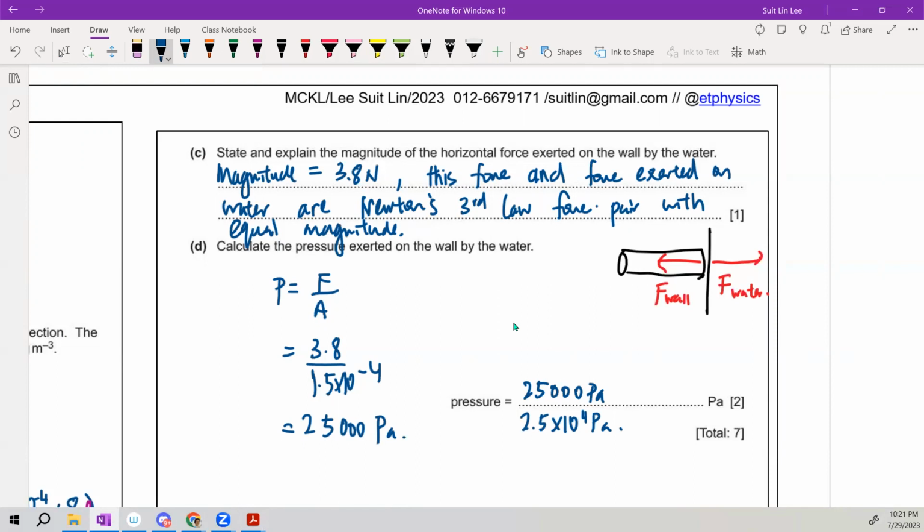Okay, so you cannot say momentum is conserved for part C because momentum is not conserved for the water. So you need to mention that it is Newton's third law. Okay, conservation of momentum is a consequence of Newton's third law. So you can say due to Newton's third law, they have equal magnitude, so 3.8 Newton. Don't have to mention the conservation of momentum. The important word is to mention Newton's third law. All right.